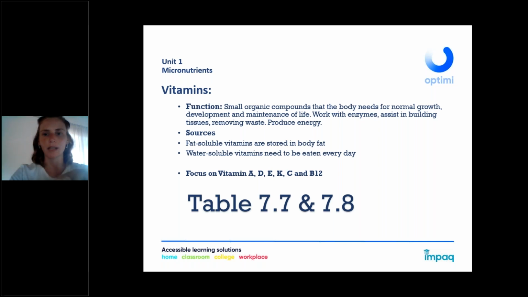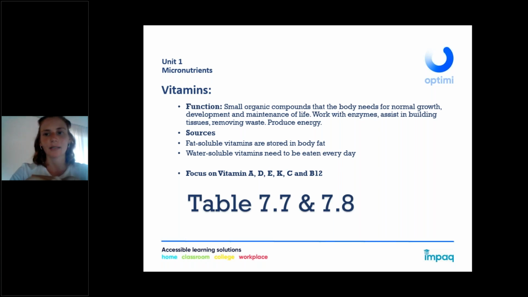So the fat one is stored into your body fat, and the water-soluble one obviously goes out of your body, so that's why you need to take it in every day. So you will see table 7.7 and 7.8 has every single vitamin. It's a lot, and you need to know the function and the source of that type of vitamin.